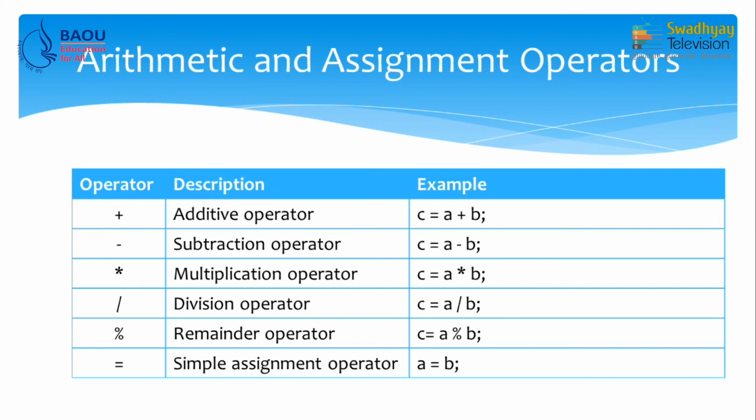Similarly, to subtract two values, we can write down C is equal to A minus B, and the one operator which might be new for you is remainder operator. So, what does it store? As its name suggests, it stores remainder after dividing A by B into C. For example, A is 11 and B is 3. So, after dividing 11 by 3, we have remainder 2. So, it stores 2 into C. So, these are the examples of assignment and arithmetic operator.